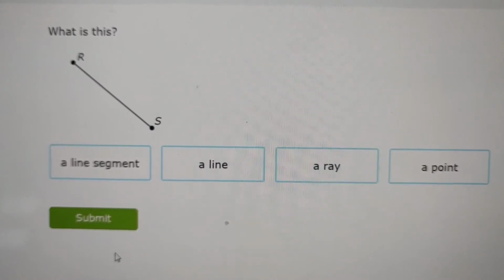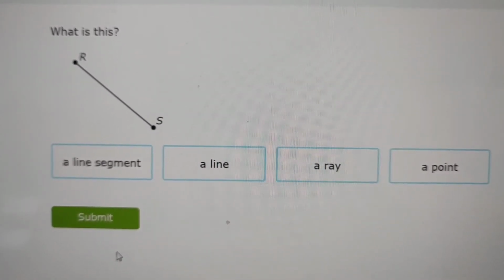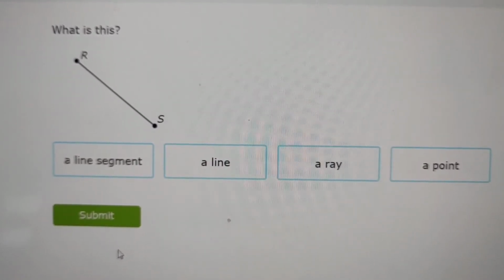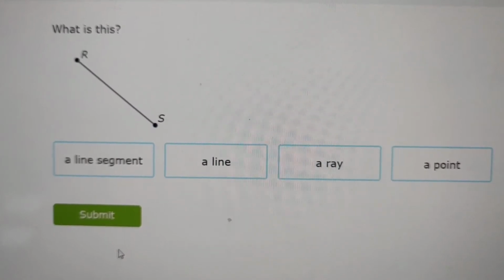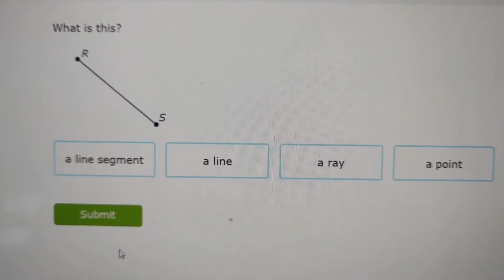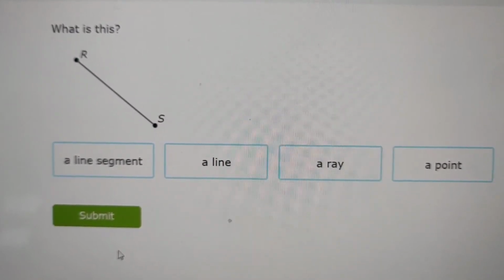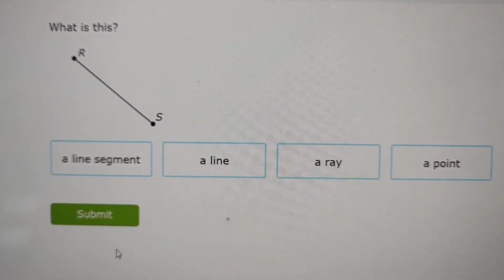So let's consider every choice from left to right. The first choice is a line segment, and I see 2 points, points R and S, and between them I see part of a line. And that's the actual definition of a line segment. So that's the correct choice. But let's consider the other choices just to make sure.